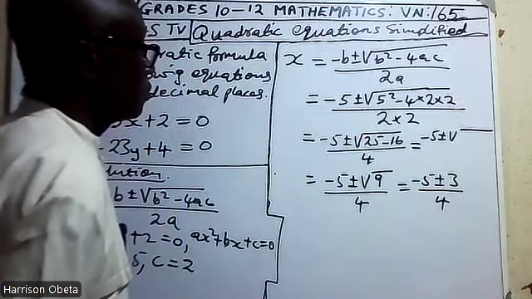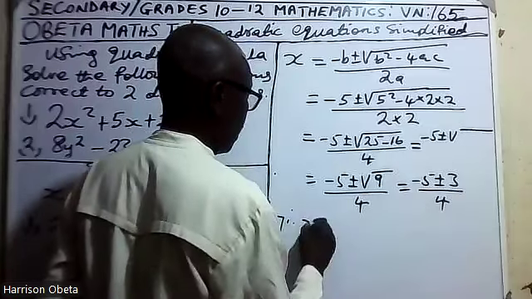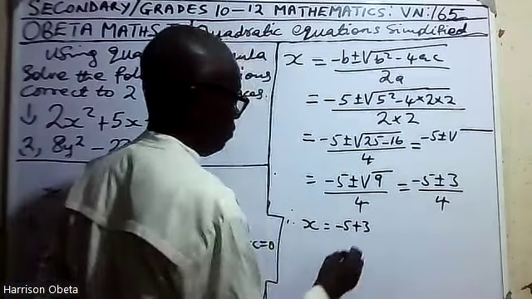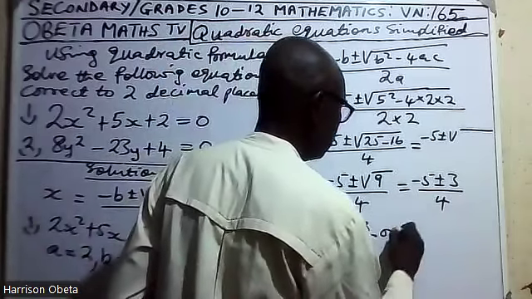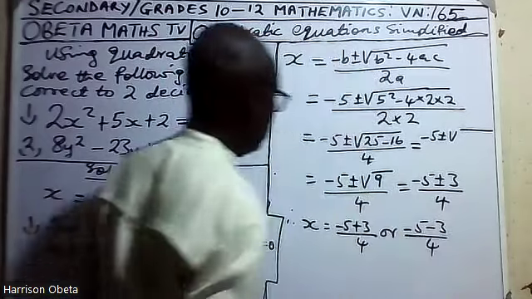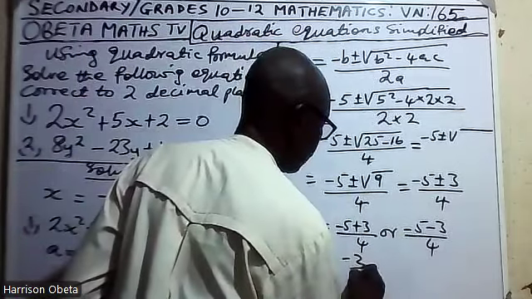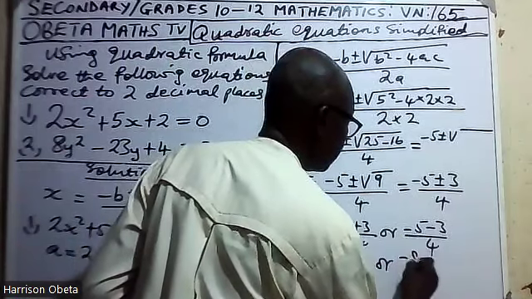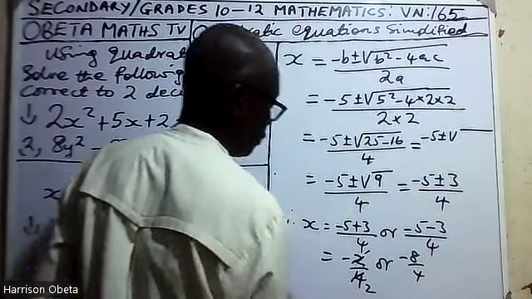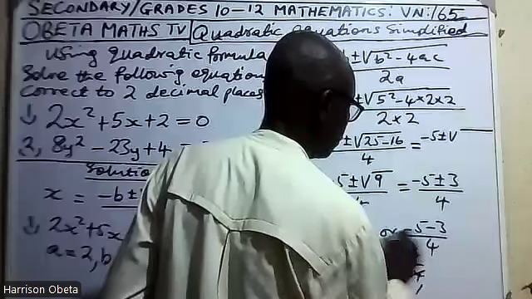And then, in order to continue, we have two values here. Therefore, x is equal to minus 5 plus 3 all over 4, or minus 5 minus 3 all over 4. And that will give us minus 2 over 4, or minus 8 over 4. We divide. This is 1, this is 2.